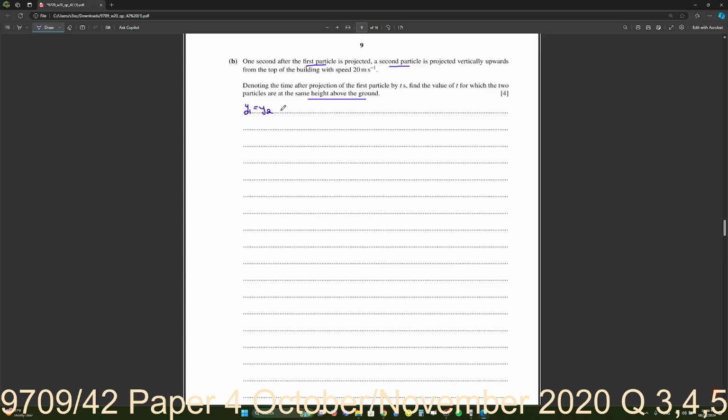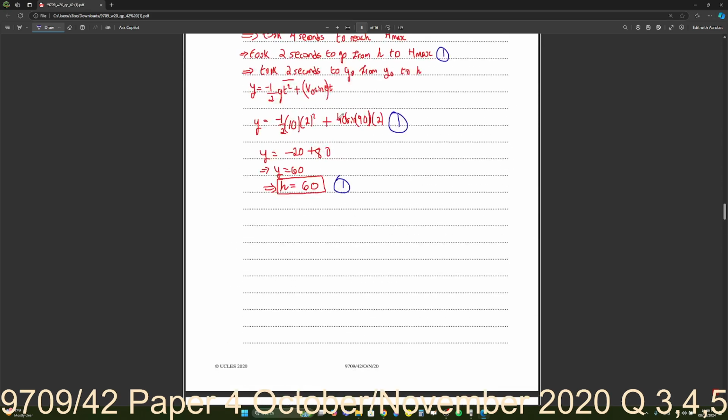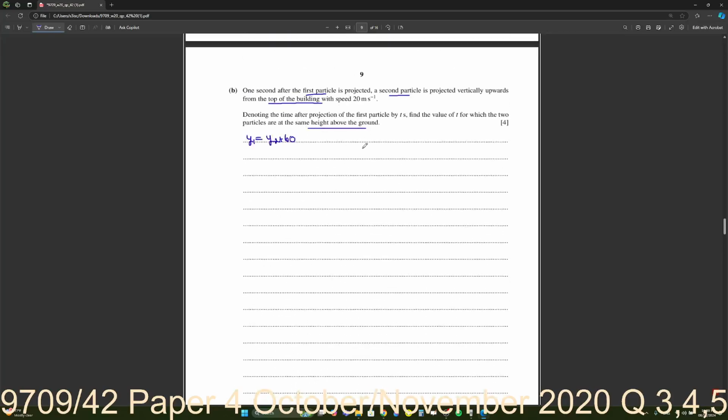Okay. First, I'm going to tell you that y1 is equal to y2 plus 60. Why? Because they said that the second particle was projected from the top of the building. And we said that the building was 60. So if you were to draw it, you'd have the particle already here and this particle here. This is above it by the height of the building, which we found was 60 meters.